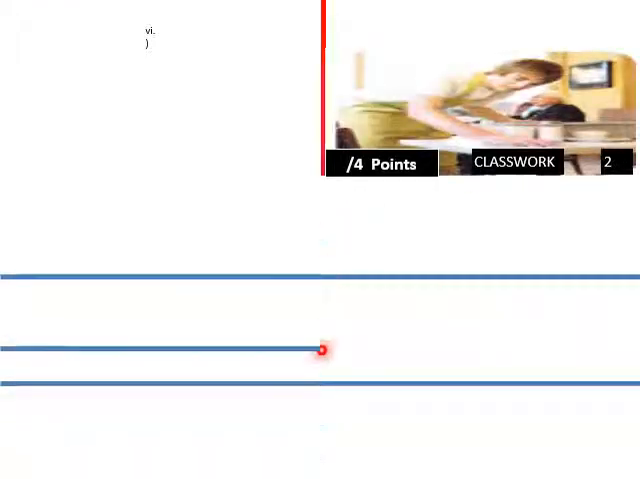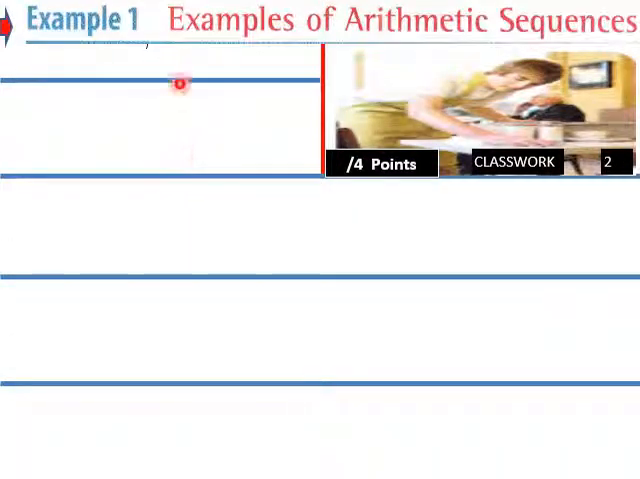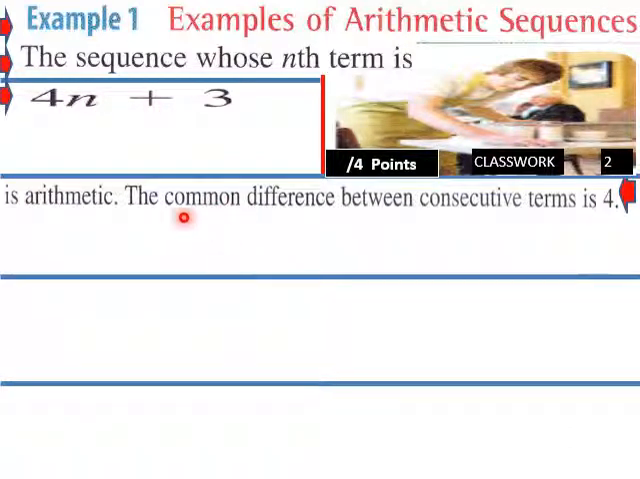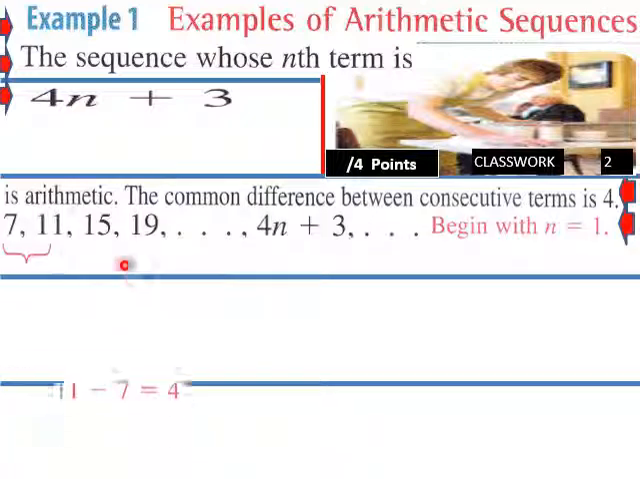On to an example here to show how this works. Examples of arithmetic sequences. The sequence whose nth term is 4n plus 3 is arithmetic. The common difference between the consecutive terms here is 4. Here's your common difference: 7, 11, 15, 19, for 4n plus 3, beginning with n equals 1, and then 11 minus 7 equals 4.